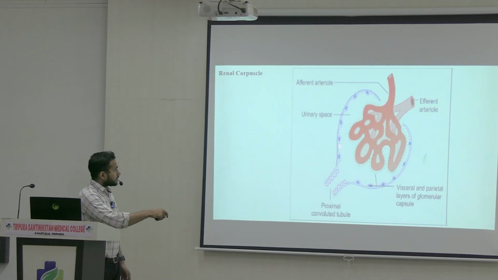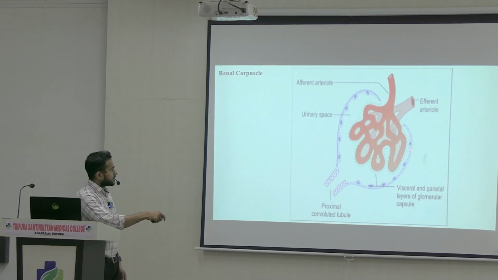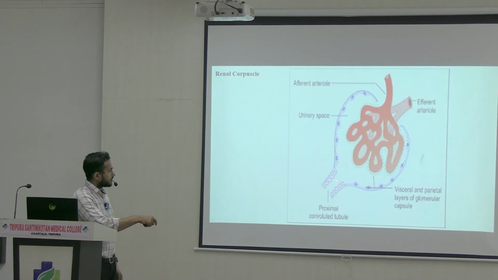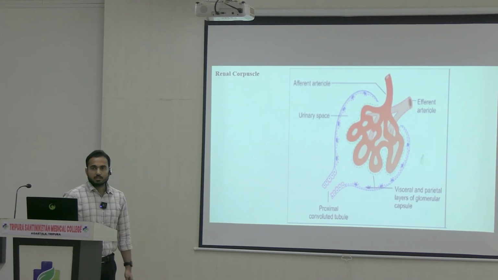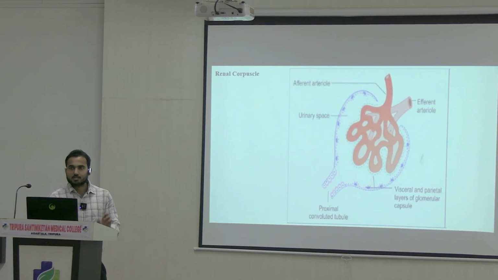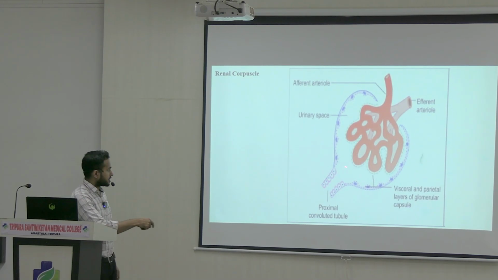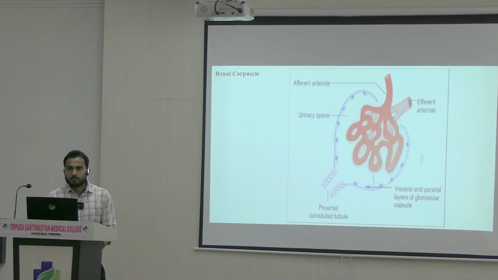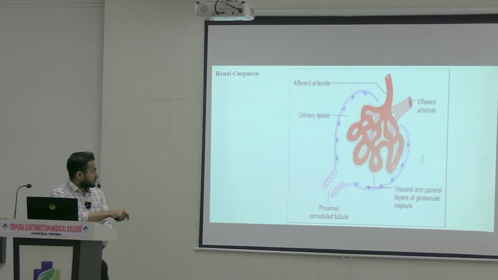Next, this Bowman's capsule, in this particular part, is beginning as the long renal tubule. It gives the origin of the long renal tubule. From here you can see the PCT, the proximal convoluted tubule, starts. Now two layers are there, as you can see.